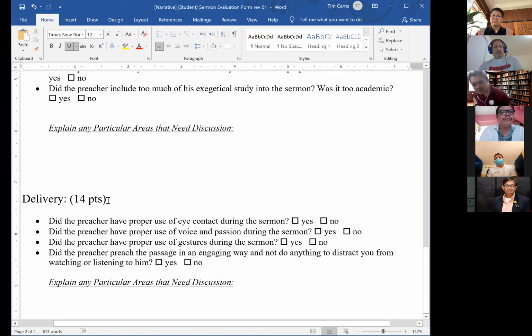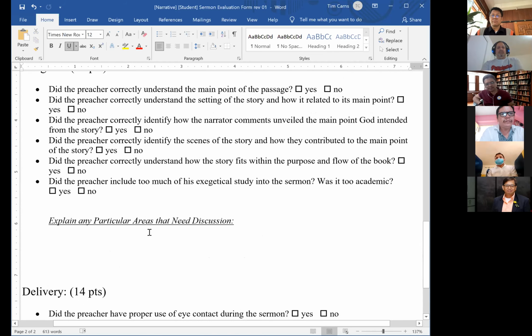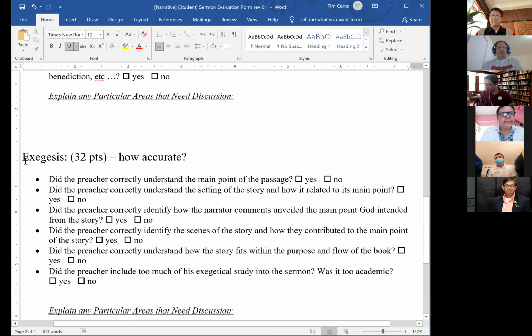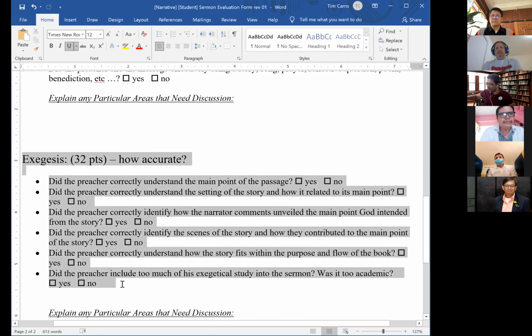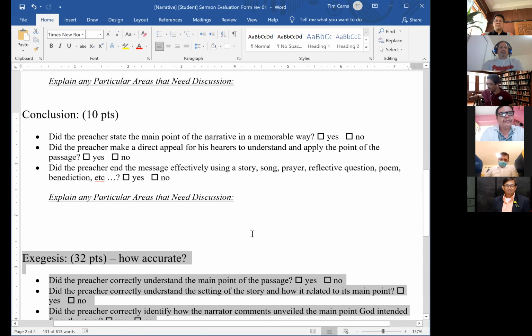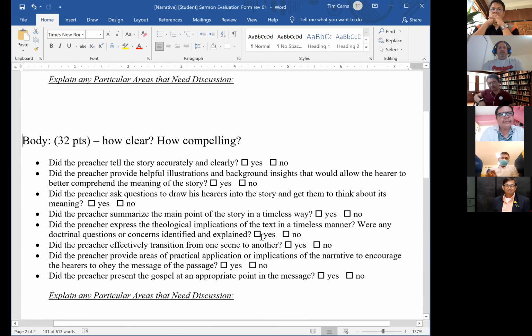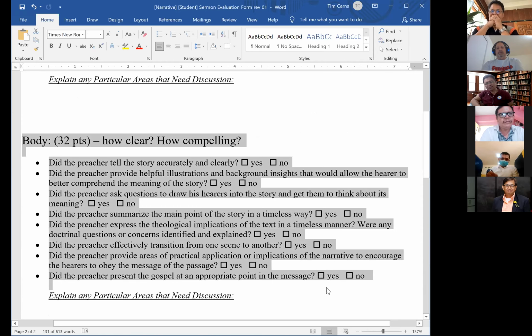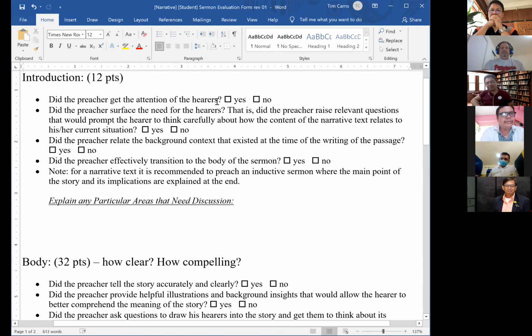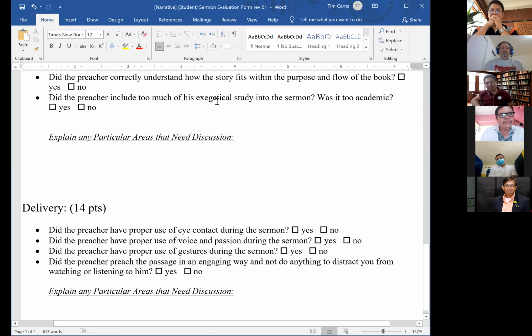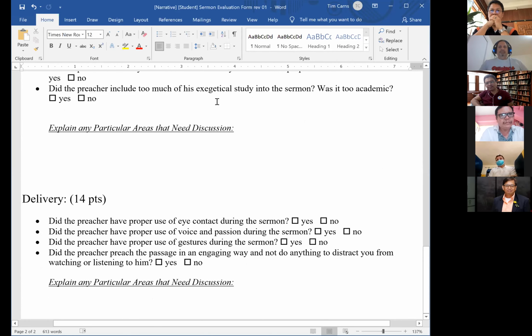Notice it's 14 points, so it's a decent amount of the sermon, but the biggest parts are, one, the exegesis, that's a third of your sermon grade. The body of your sermon, the clarity and how well you tell the story and all of that, that's another third. And then basically the introduction, the conclusion, and the delivery is the last third.